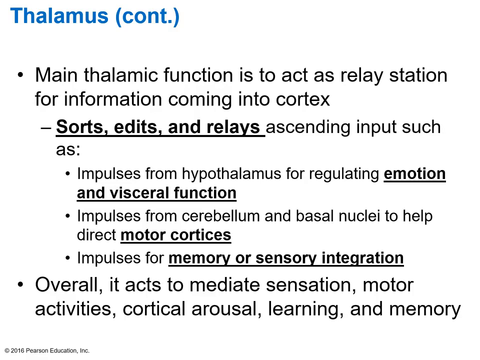Impulses coming from the hypothalamus are going to be for regulating some of your visceral functions and emotions. It's going to help send some information to the cerebellum. It's going to be involved some with memory. So it really is a relay station. It's going to help interpret and regulate. You've got all this sensation coming in. It's going to help direct everything to the right spot and then help direct an appropriate response.